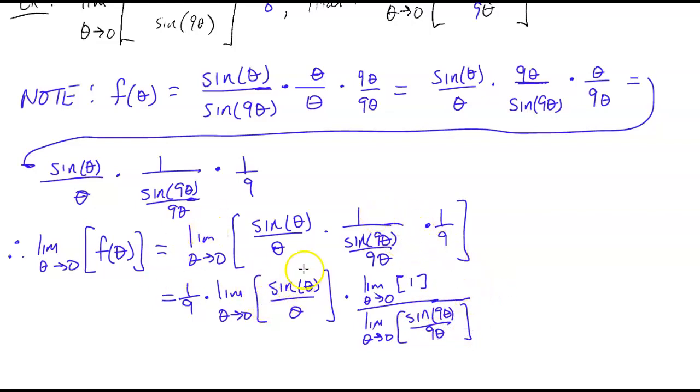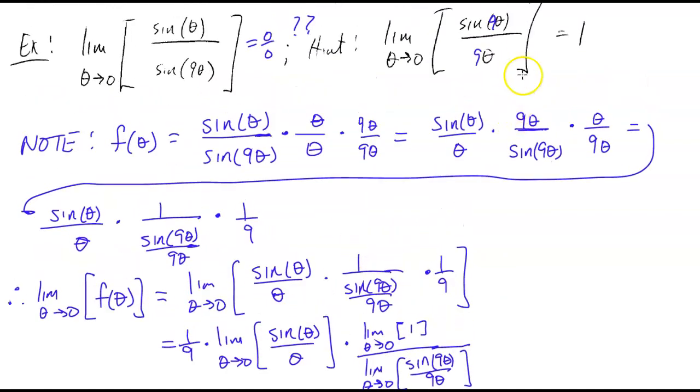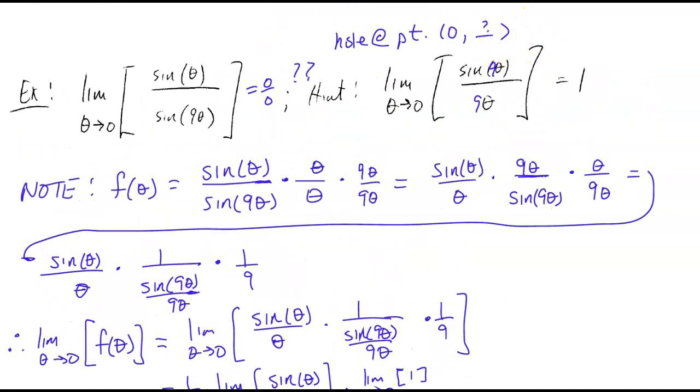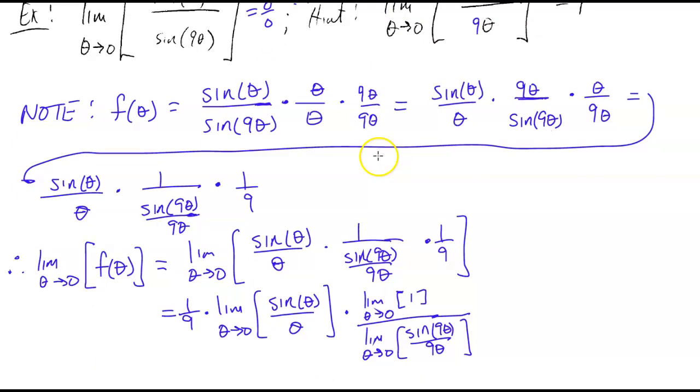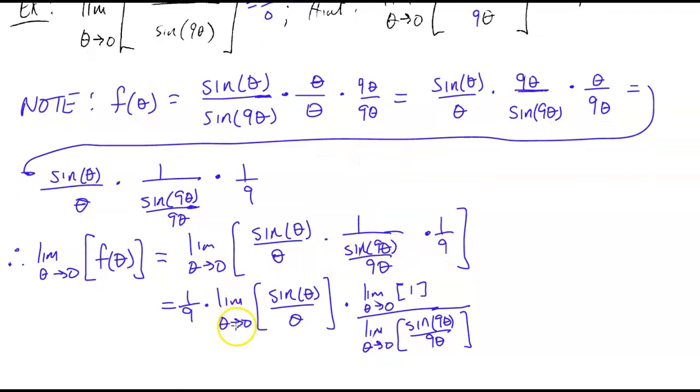And so notice here that from the hint that we had here, I'll erase this, we know that the limit of sine theta over theta as theta approaches 0 is equal to 1. And similarly, if we replace theta with 9 theta, this limit will still be 1. So coming down here, we know that all of this is just 1. The limit of any constant is just that constant.